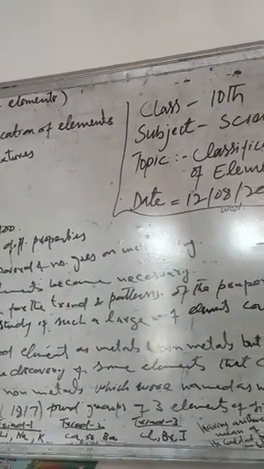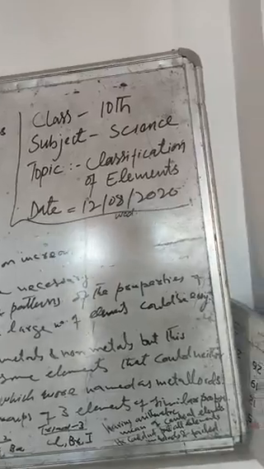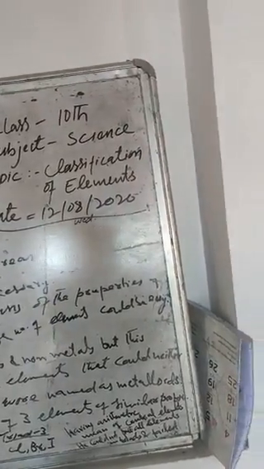First of all, different scientists attempted to look for trends and patterns in the properties of the elements, based on which the study of such a large number of elements could be made easy.